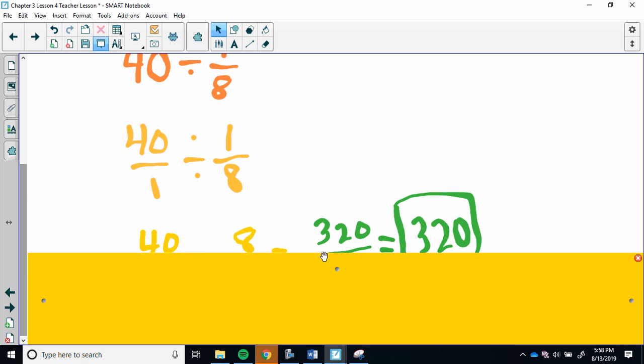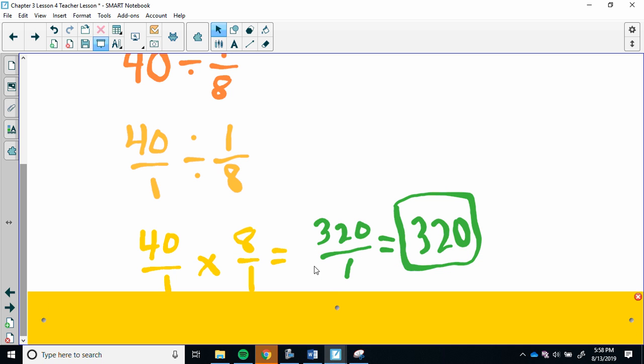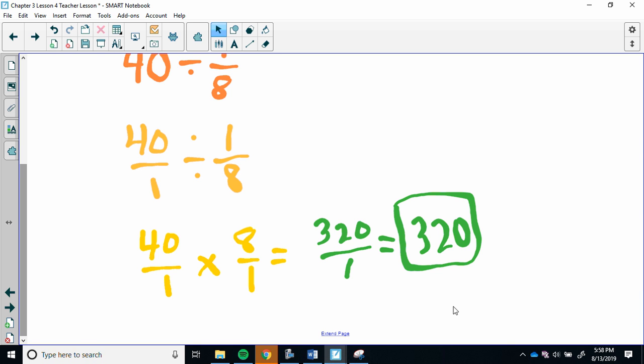And then we multiply by the reciprocal. So 40 over 1 times 8 over 1. 40 times 8 is 320. 1 times 1 is 1. 320 divided by 1 is 320.